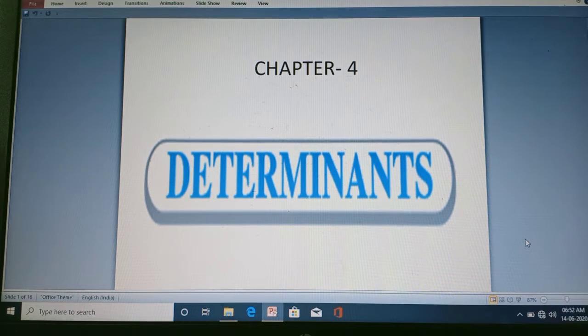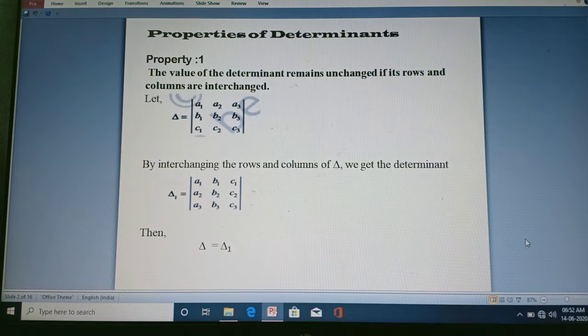In this video lecture, I am going to explain the different properties of determinant. In the last video lecture, I explained the method of how to find the determinant of a square matrix, right? Now here I am going to explain the various properties of determinant. So see, the first property is the value of determinant remains unchanged if its rows and columns are interchanged.